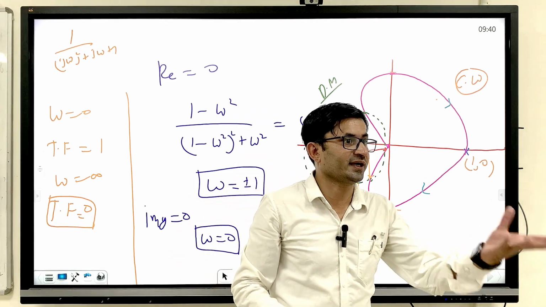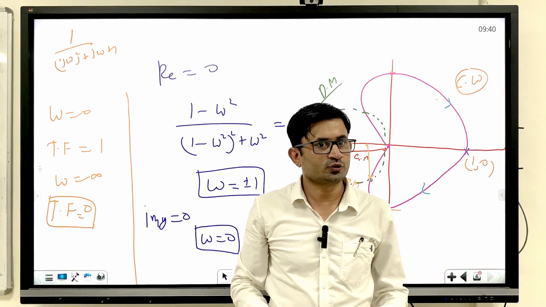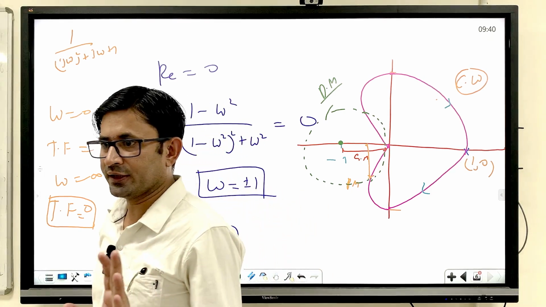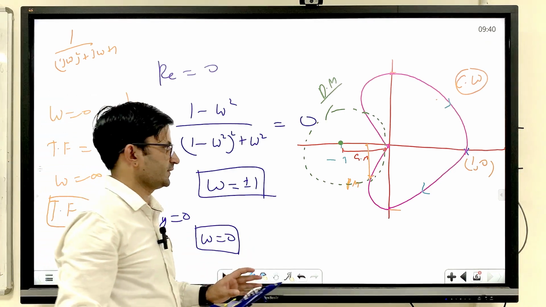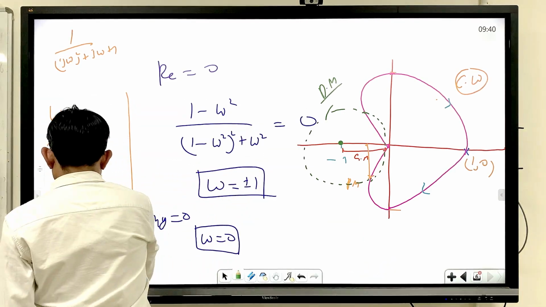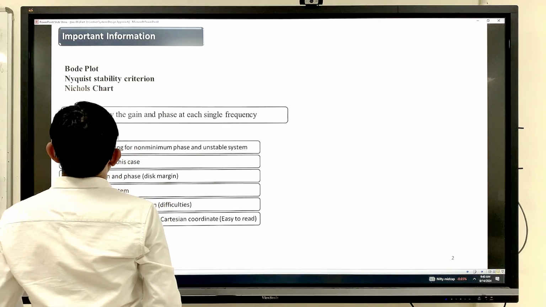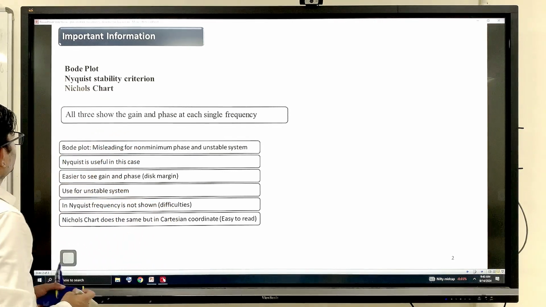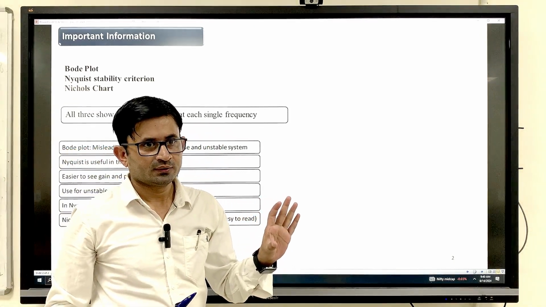Because let's say you have a gain margin, but you don't have a phase margin, that means unstable, right? So commenting on your system stability entirely based on gain margin is not sufficient. You have to look at both gain and phase together. Now you can see I have written also, all three show the gain and phase at each single frequency, right?